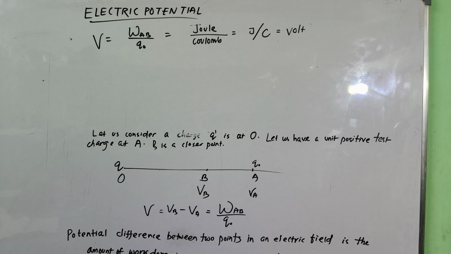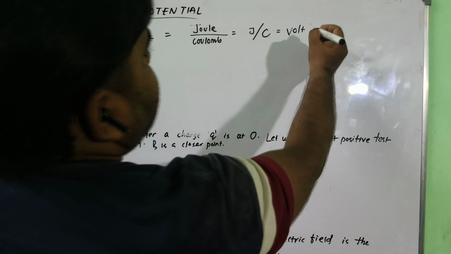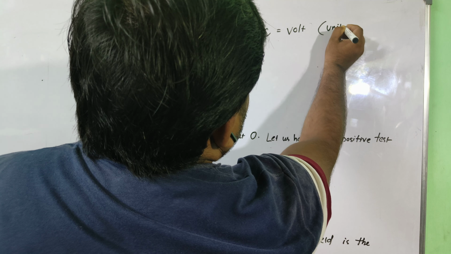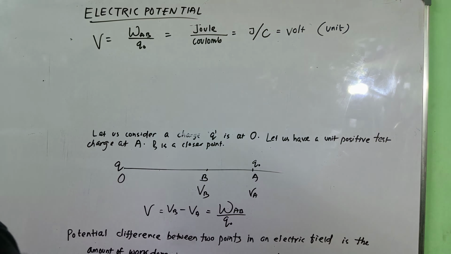So V is equal to W_AB by Q naught. It's Joule per Coulomb. So this is the unit. Now we can actually calculate V. If V is 1 Joule per Coulomb, it is 1 Joule per 1 Coulomb. This will give you 1 volt. So what is 1 volt?